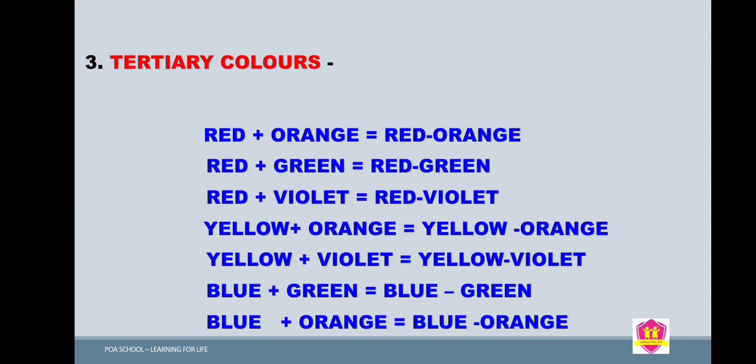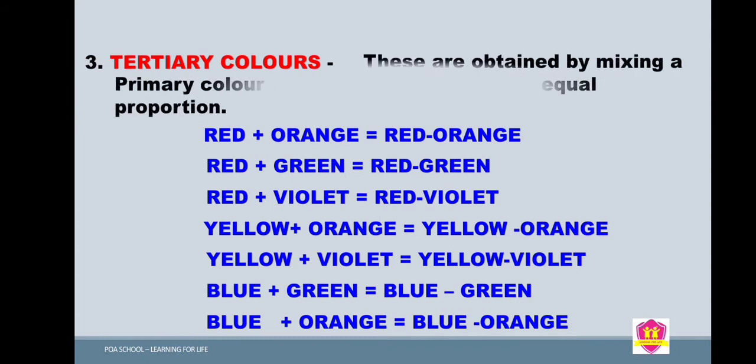Tertiary colors. When we talk of tertiary colors, they are obtained by mixing a primary color and a secondary color in equal proportion. So when we take red, a primary color, and orange, a secondary color, and mix these 2 together, the outcome is red-orange. So red-orange here is a tertiary color. It goes on and on to the last one, which is blue and orange. So when we mix blue and orange, the outcome is blue-orange.